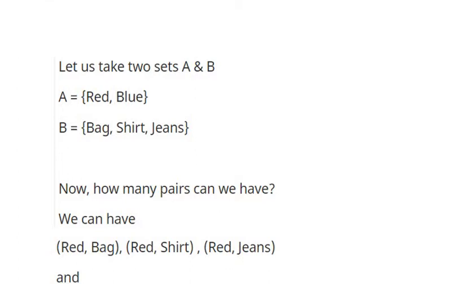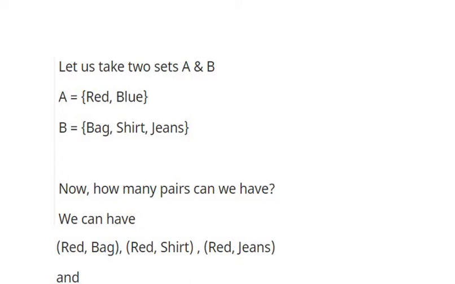Now, let us take two sets, set A and B. Set A consists of red and blue. Set B consists of bag, shirt, and jeans. Now, how many pairs can we have? Okay, so we will think about all the possible combinations.